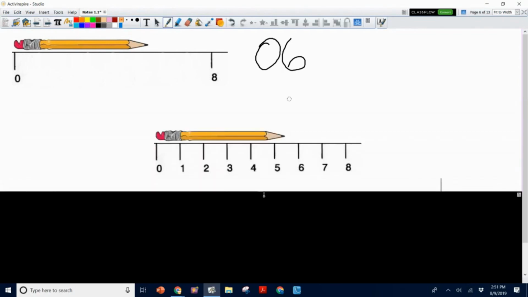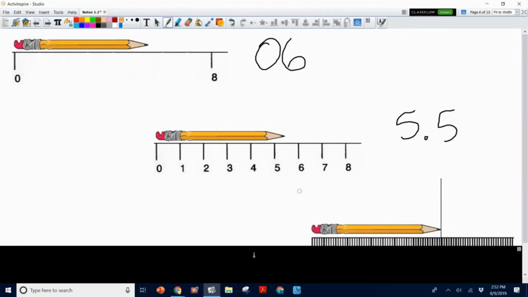So on this next one, what do we know for sure is the certain number? Well, we know for sure the certain number is 5. But the pencil tip falls somewhere between 5 and 6. So 5 is our certain number. So our estimated number is going to have to be somewhere in between that. Let's just say 5. So we have a certain and an estimated.